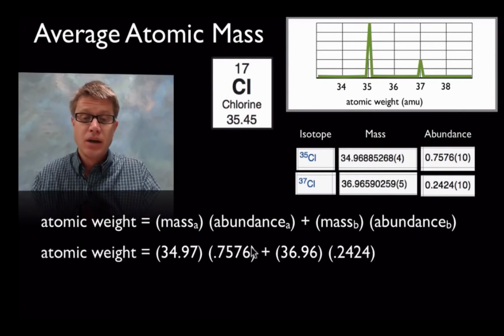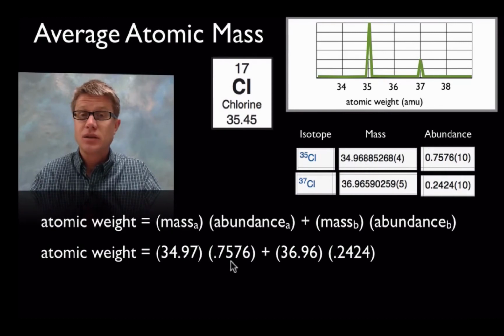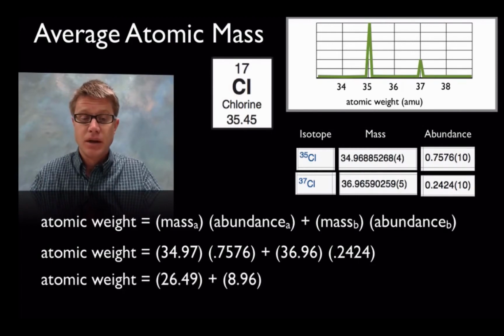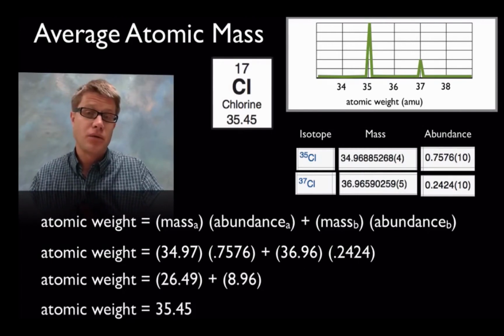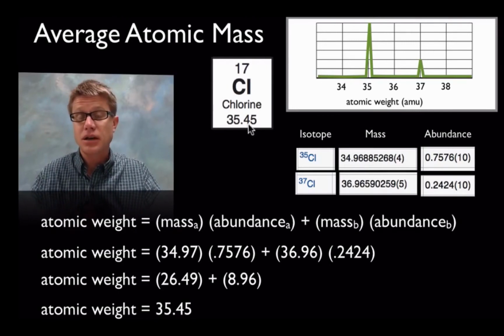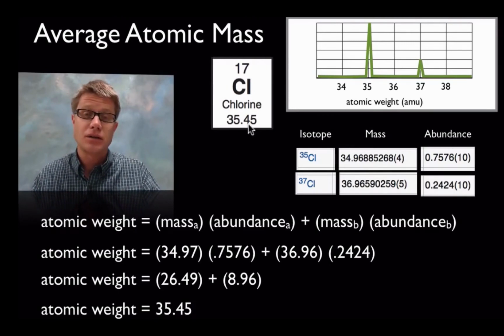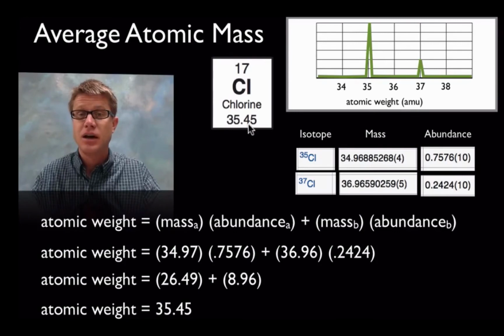So let's throw in the values here. So we've got mass A, which is going to be 34.97. And we're going to take that times its abundance, which is around 75%. We then take the other isotope, which is chlorine 37, and multiply it by its abundance. And what we get is 35.45. And that's what's going to be on the periodic table. And so when you're looking at those values on the periodic table, what you're looking at is the average atomic mass. And they figured that out by looking at the natural abundance.